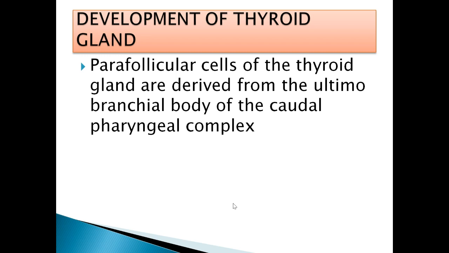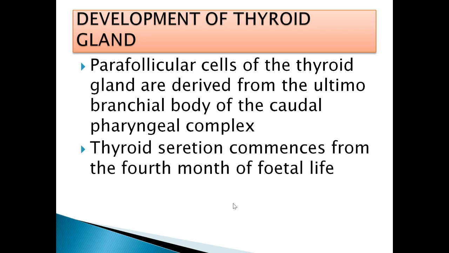Parafollicular cells of the thyroid gland are derived from the ultimobranchial body of the caudal pharyngeal complex. What is the other name of the parafollicular cells? C cells of the thyroid gland, developed from the ultimobranchial body of the caudal pharyngeal complex. This completes the development of the thyroid gland.